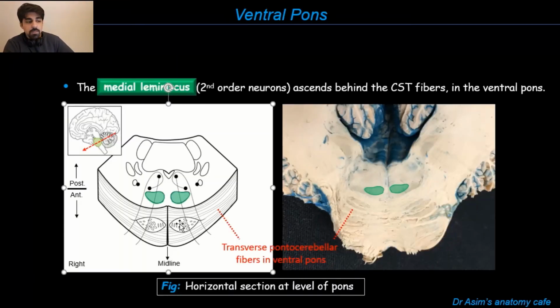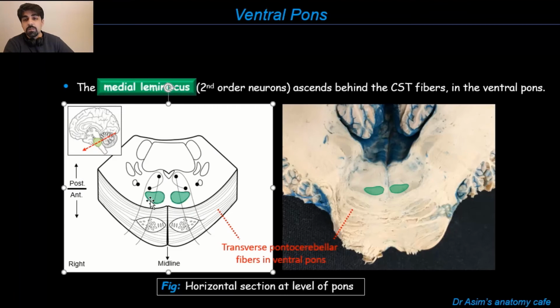Now here, this is the anterior aspect of the section of the pons, which is characterized by these horizontally running, transversely running fibers, which are known as the pontocerebellar fibers. This is part of the cortico-pontocerebellar system, and you can see the corticospinal tract fibers traversing through the horizontal pontocerebellar fibers. Right behind the pontocerebellar fibers, and right behind the corticospinal tract, you can see this green color coded region here.